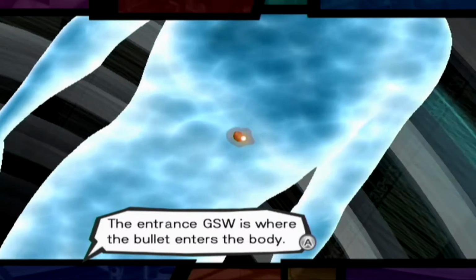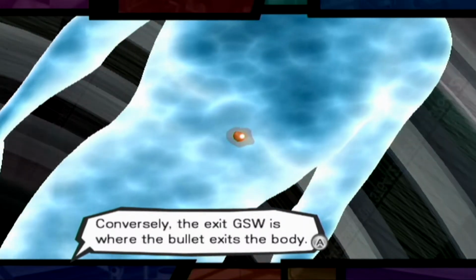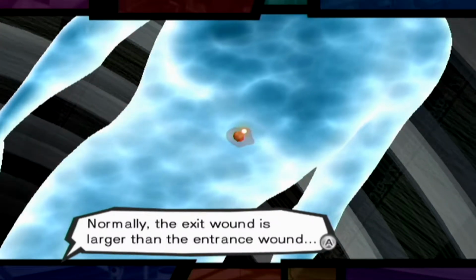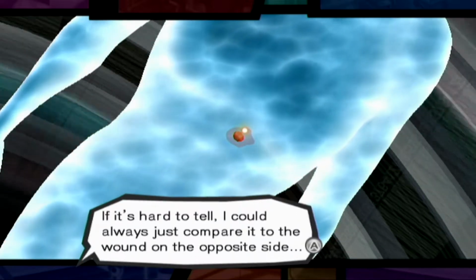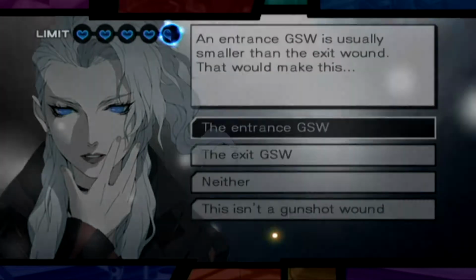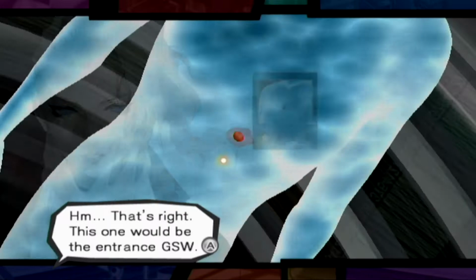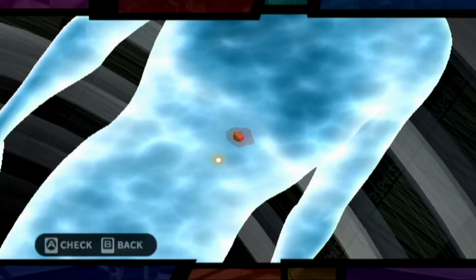The entrance GSW is where the bullet enters the body. Conversely, the exit GSW is where the bullet exits the body. Normally, the exit wound is larger than the entrance wound. Keeping that in mind, which one is this wound? If it's hard to tell, I could always just compare it to the wound on the opposite side. That's right. This one would be the entrance GSW.